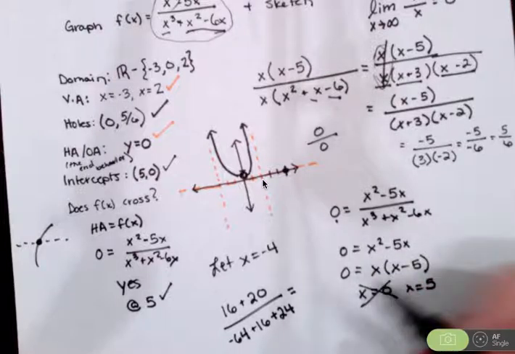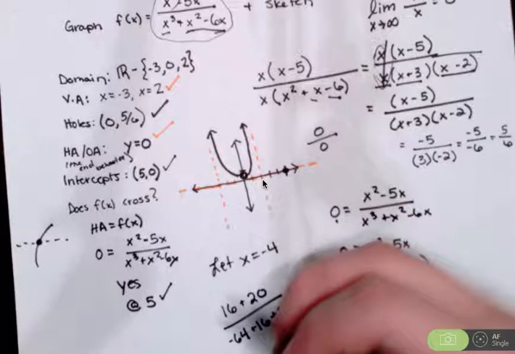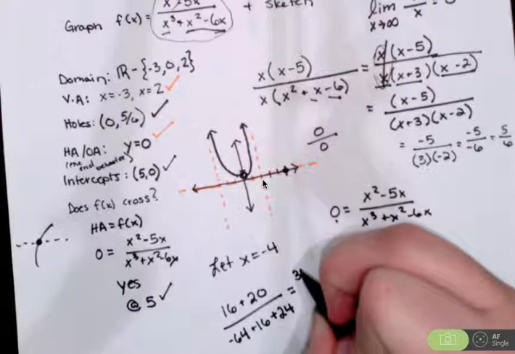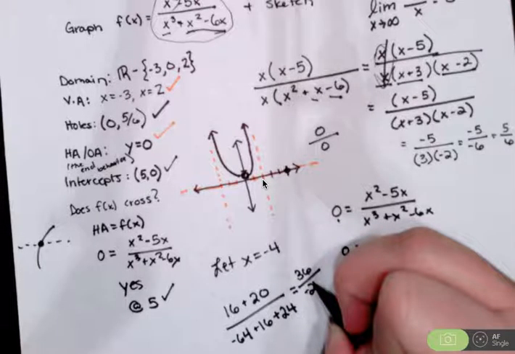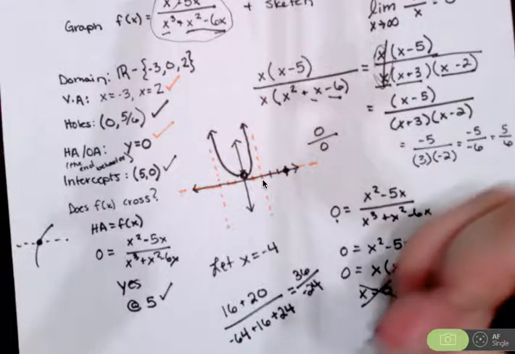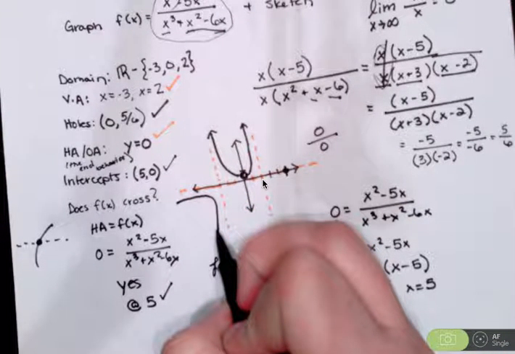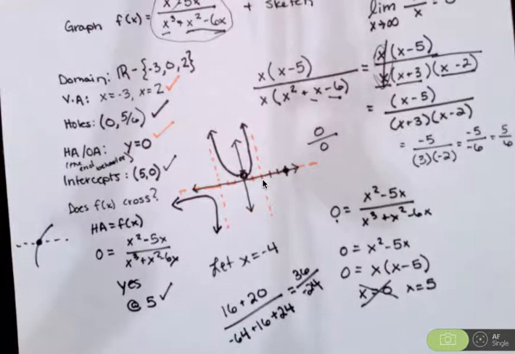And really, we only care if this is going to be positive or negative. So 16 plus 20 is 36. Divided by 40, so -24, I think. But either way, it's going to be negative. So that means it's going to be down here because it's just a rough sketch. So we just draw that.